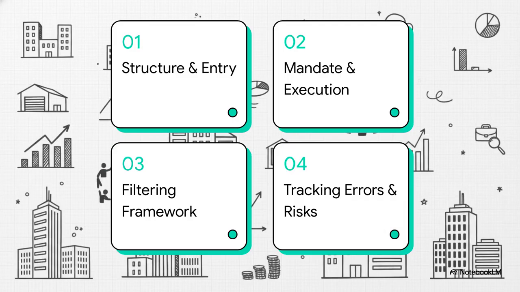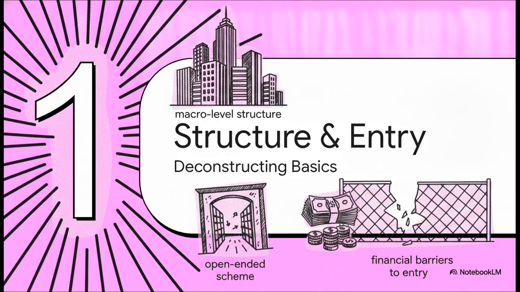Here is our roadmap for today. First, structure and entry barriers. Second, mandate and execution. Third, the filtering framework. And finally, tracking errors and risks. Let's get to it. Starting off with Section 1, Structure and Entry Barriers.